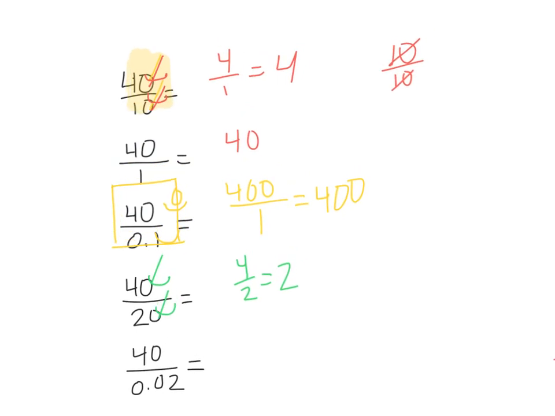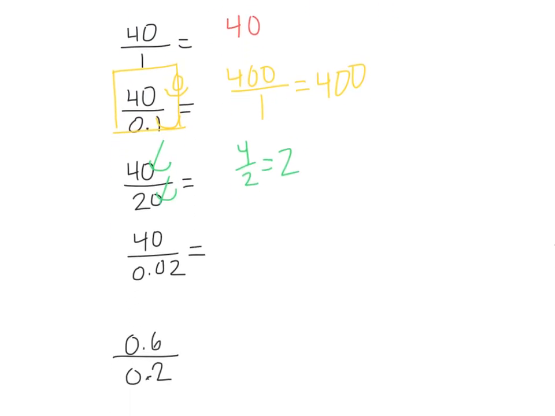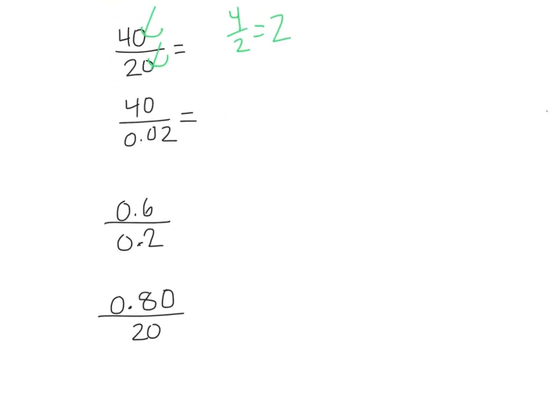Alrighty, so now we have 40 divided by 0.02. Here we want to get rid of the decimal. We want to move this decimal over 2, 1, 2 to the right. So then we're going to do the same thing at the top, 1, 2 on the top. So that's going to make that 4,000 on the top. And on the bottom, it's going to be 2. So 4,000 divided by 2, we know that 2 divided by 2 is 1, and 4 divided by 2 is 2. So that's going to be 2,000.